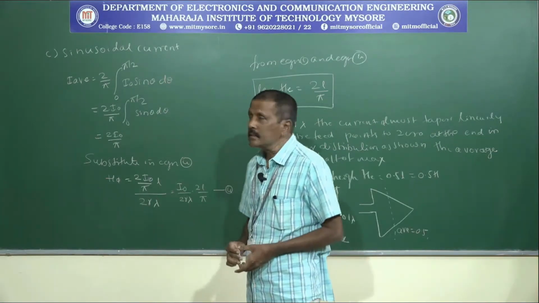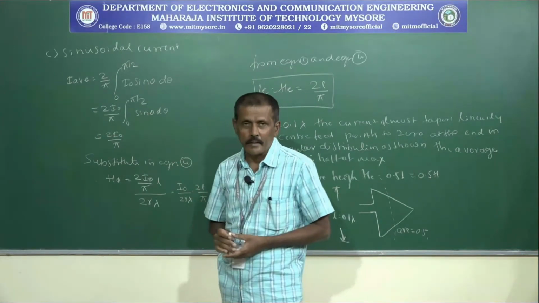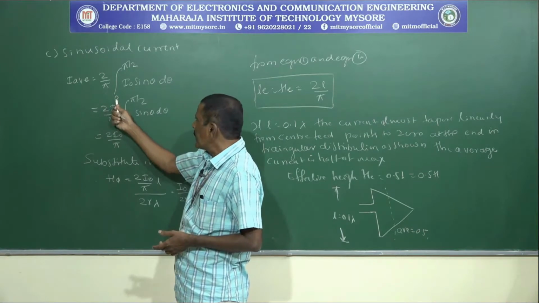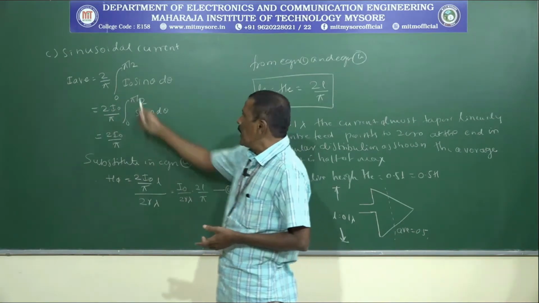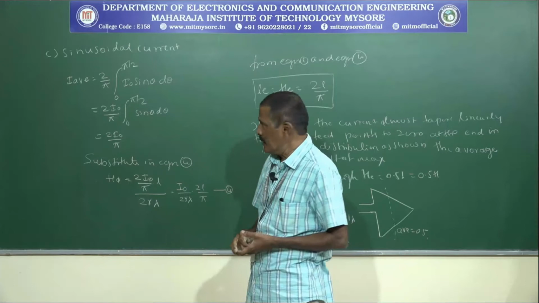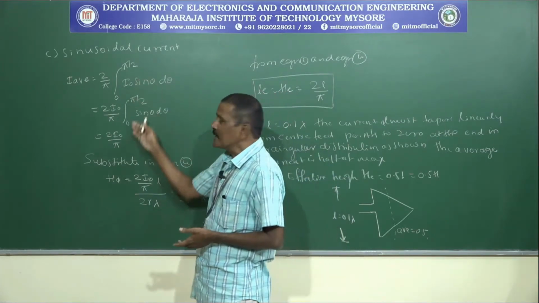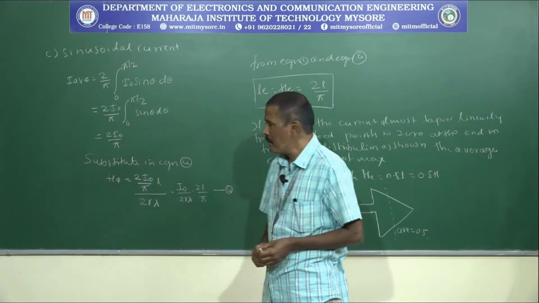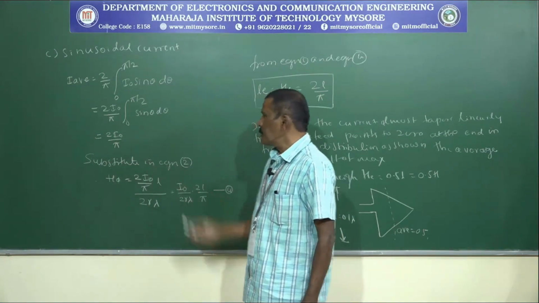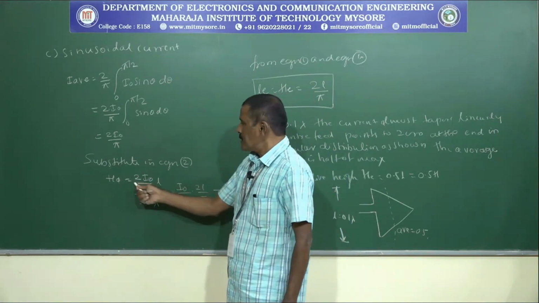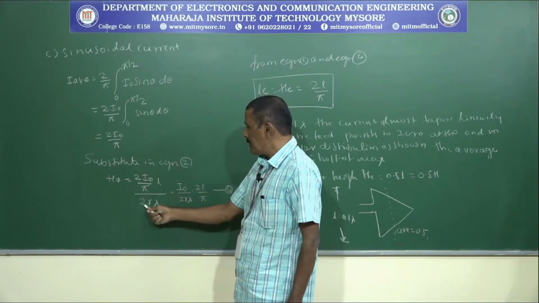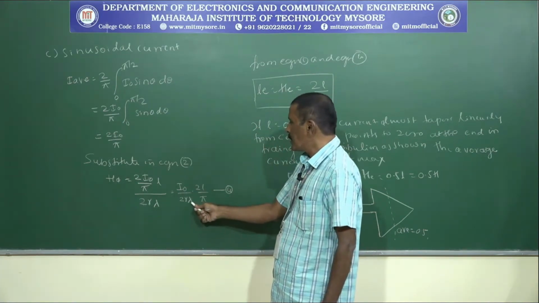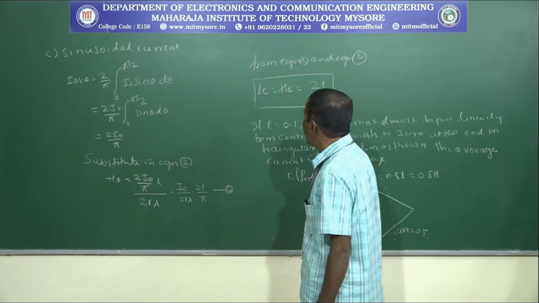Let us consider the third case, sinusoidal current. In the sinusoidal current distribution, I average equal to 2 by pi integration from 0 to pi by 2 of I0 sin theta d theta. If you integrate this equation, we get the value as 2I0 divided by pi. Substituting in equation number 2, H phi is equal to 2I0 divided by pi into L divided by 2R lambda. This we can write as I0 divided by 2R lambda into 2L divided by pi.